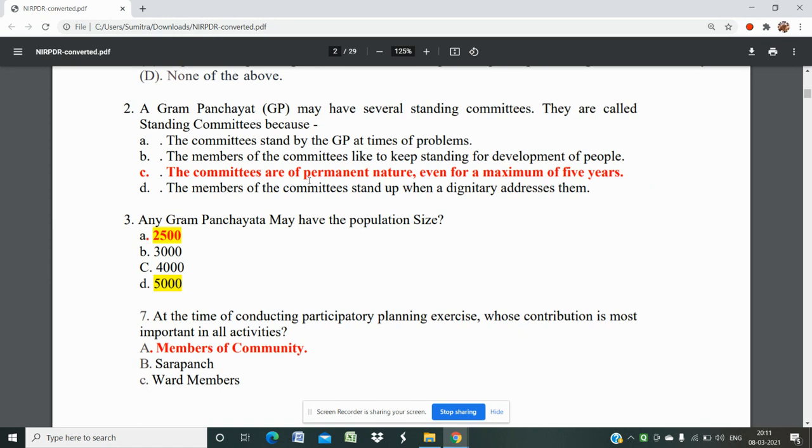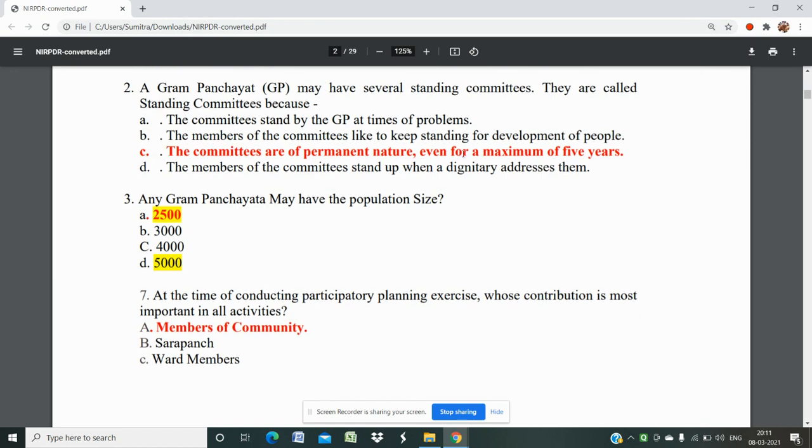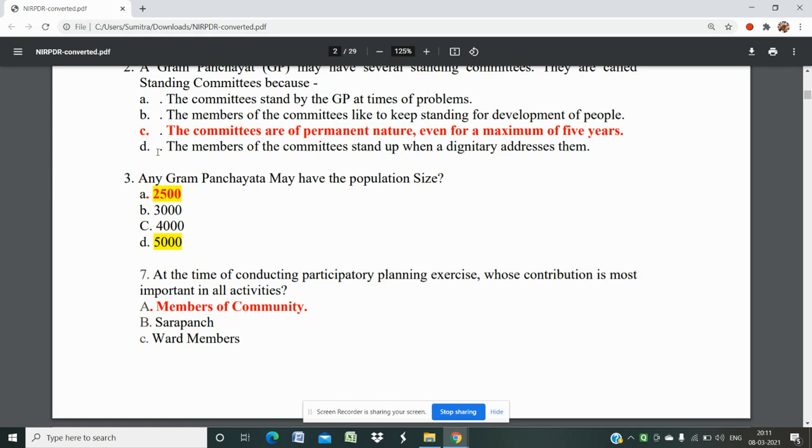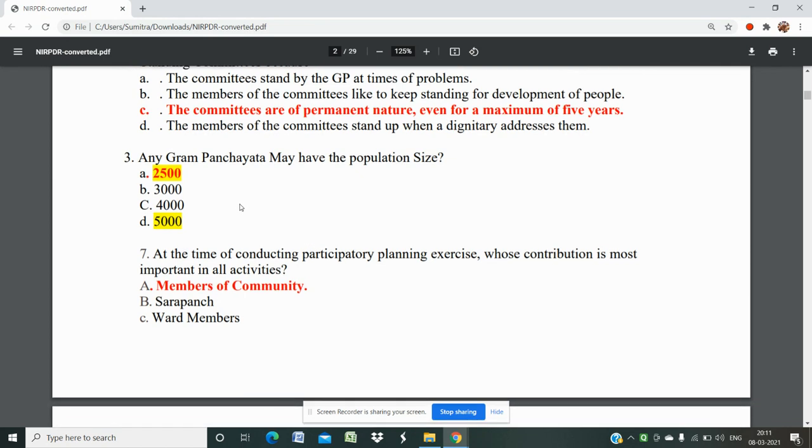The committees are permanent in nature, so they are called standing committees. Even for a maximum of 5 years, a committee can be terminated earlier if it has some faults or other issues. Then question number 3: any gram panchayat may have a population size of at least 2500.